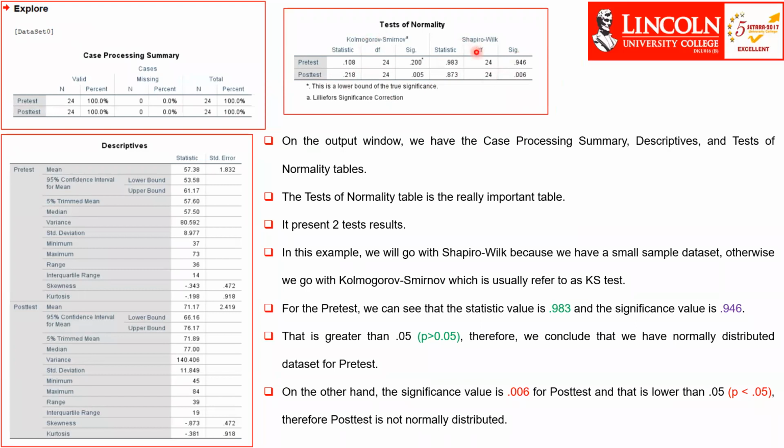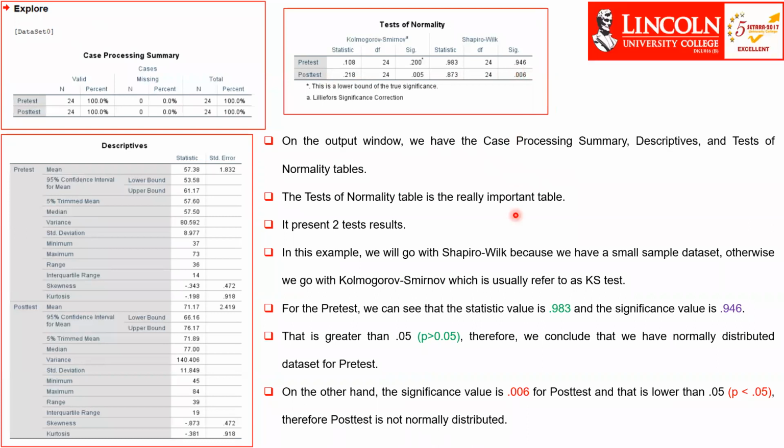Again, if you look at the Shapiro-Wilk test for test of normality, the significant value for pre-test is 0.946, which is greater than 0.05. As a result of that, we conclude that pretest is normally distributed. But if you look at the other one, which is post-test, the p-value here is 0.005, which is less than 0.05. As a result of that, we conclude that post-test is not normally distributed.